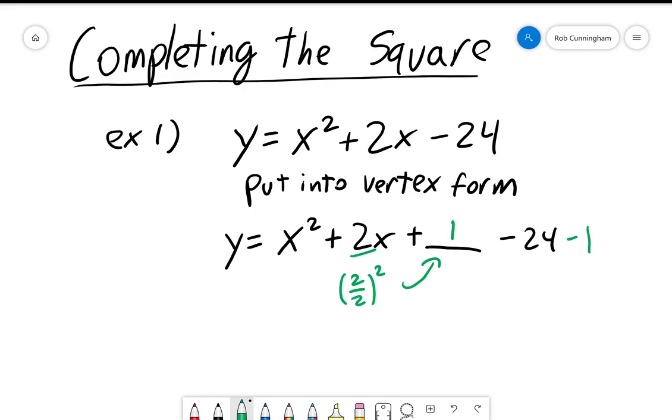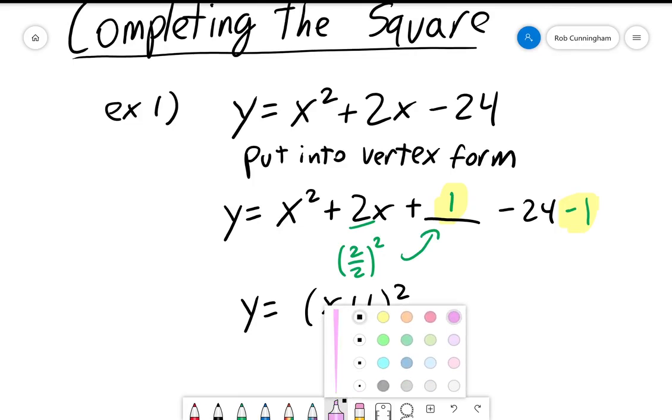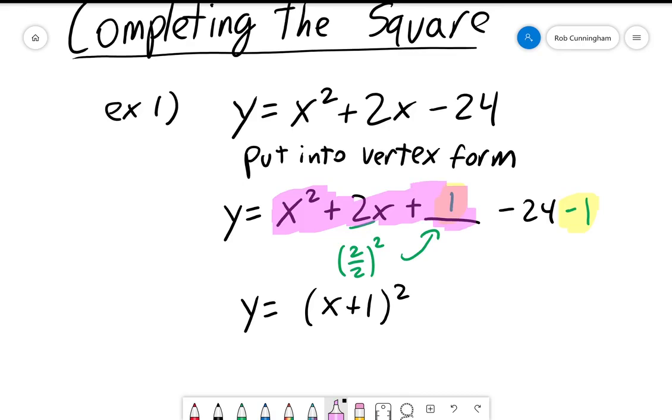Right, I'm allowed to add 1 with one hand, essentially, and take away 1 with the other hand. I haven't actually changed the value of my equation. Again, I've just changed the way it looks. Because, and if you were watching the last video, you should be able to see this pretty quickly, we now have y equals x plus 1 squared. That is this entire block here. This entire block here factors into x plus 1 squared.